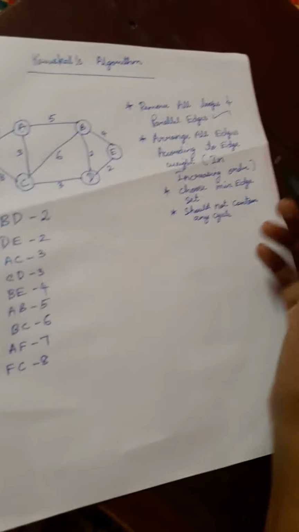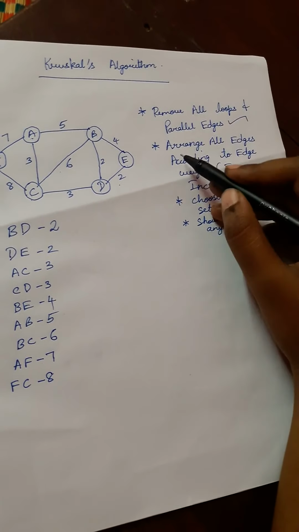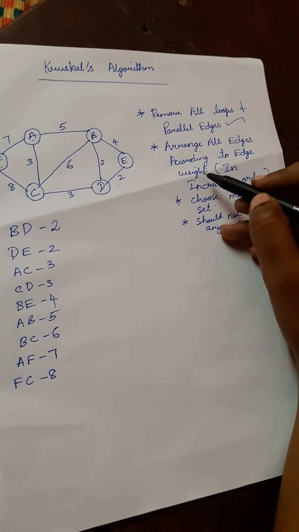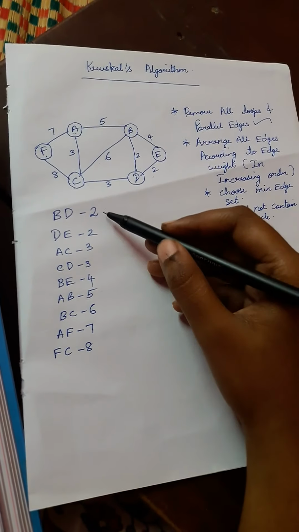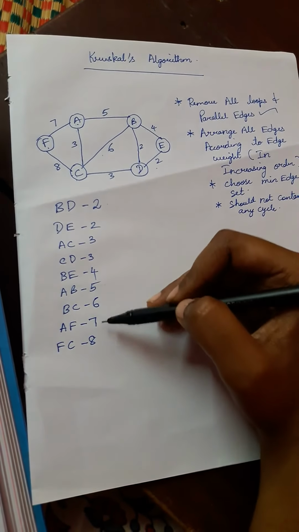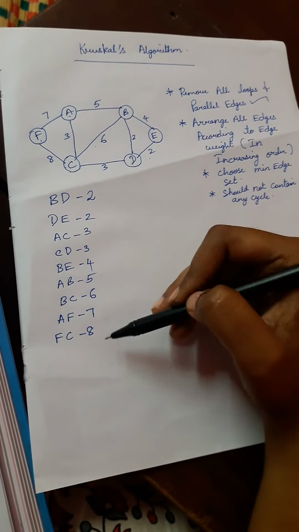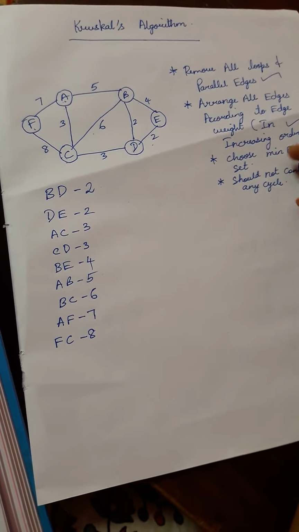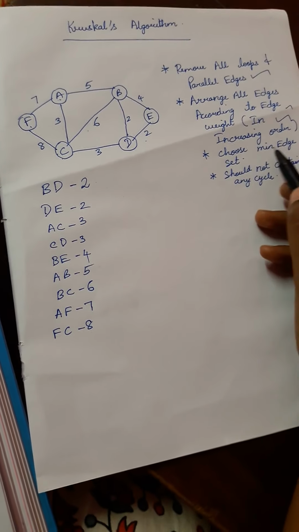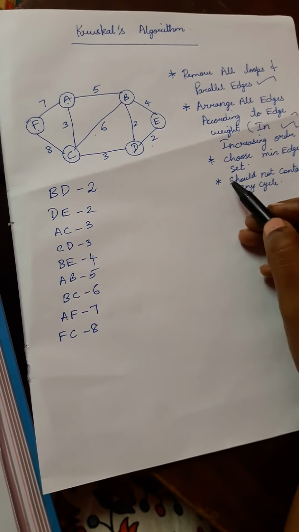So after writing, what they have said in the second rule is to arrange all the edges according to the edge weight in increasing order. So in increasing order we have arranged 2, 3, 4, 5, 6, 7 and 8. After arranging, the second condition is over. Third condition, choose the minimum edge set.